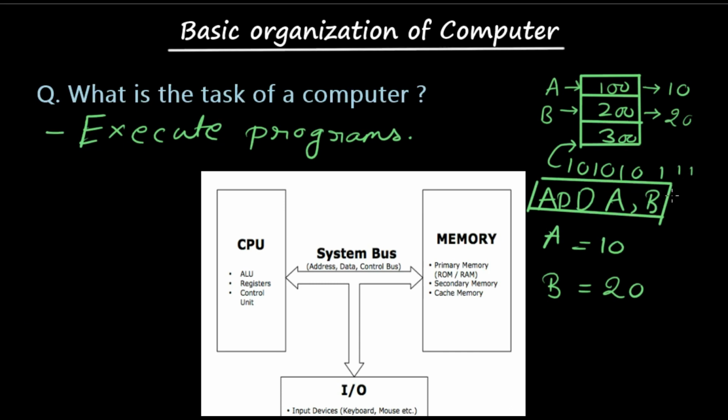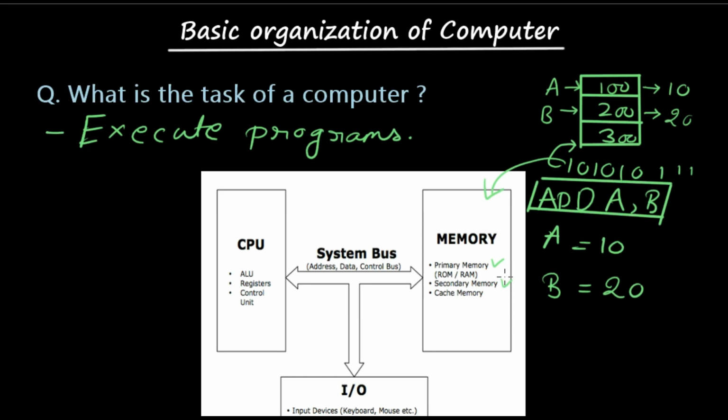Now, when I have to add A comma B, this location has to be accessed by the CPU to actually get these bit patterns. So where are these ones and zeros stored? Inside memory. This memory usually consists of primary memory and secondary memory. What is primary memory? Primary memory is RAM and ROM. I am pretty sure that at this point you have heard about RAM and ROM. RAM is random access memory, and ROM is read-only memory.